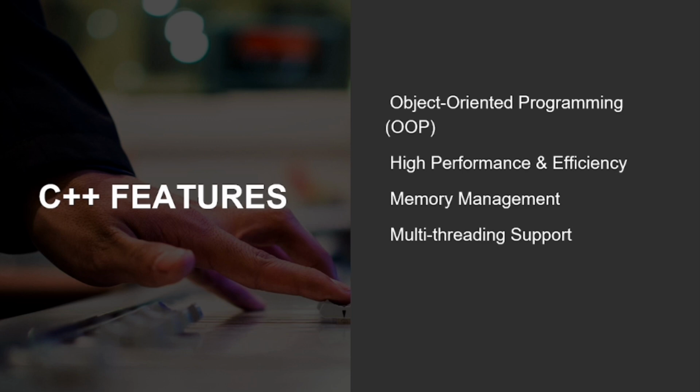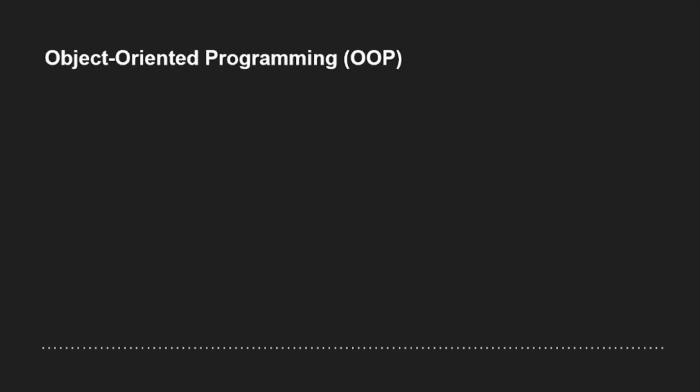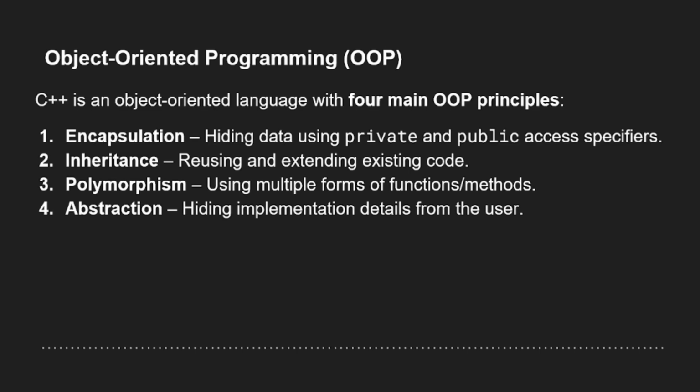Without object-oriented programming, you can run your code, but it is not as efficient, and it is not such good code as with object-oriented programming. C++ has high performance and efficiency, good memory management, and multi-threading support. Let's discuss what object-oriented programming is. In the coming videos, we are also going to learn what object-oriented programming is.